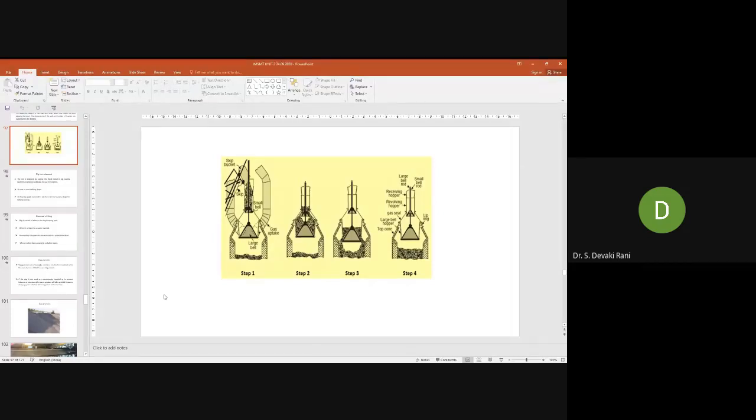Before that, let me tell you what are the different parts of a blast furnace. You have seen the construction and accessories. Can you tell me what are the different parts of a blast furnace?